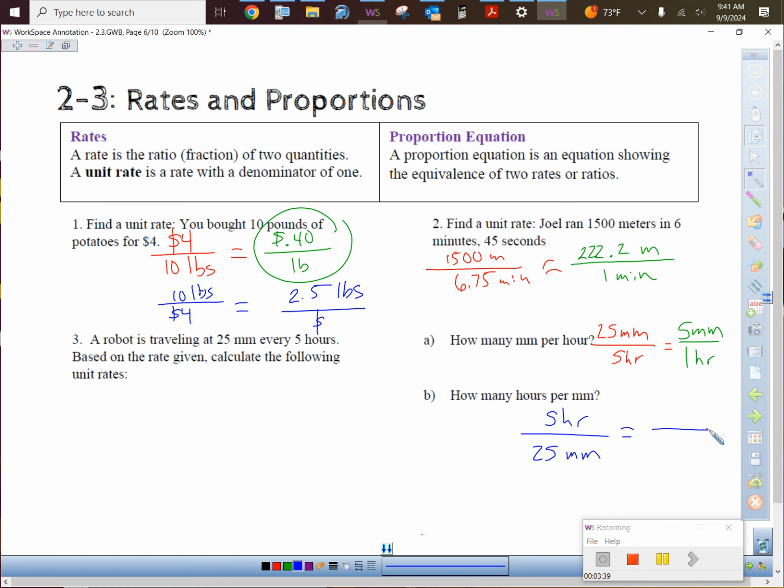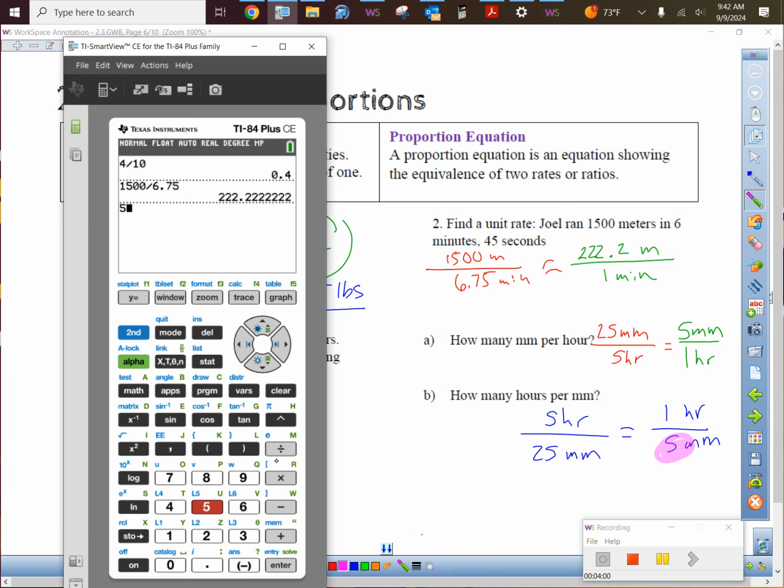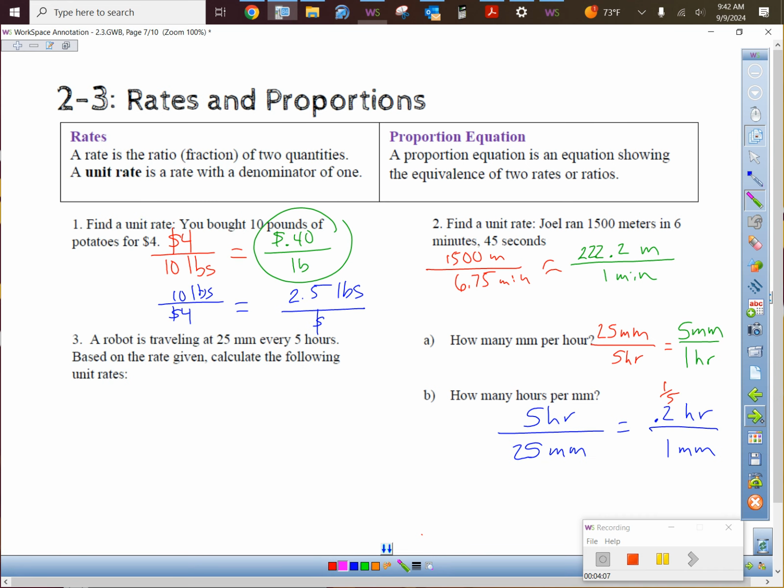And then the weirdest part is a lot of people are going to want to put 1 hour per 5 millimeters. That doesn't work for a unit rate. You know why it doesn't work? Because the denominator's not 1. What you do is you just divide it out. 5 divided by 25, you get 0.2. So we'll put 0.2 hours for every 1 millimeter.